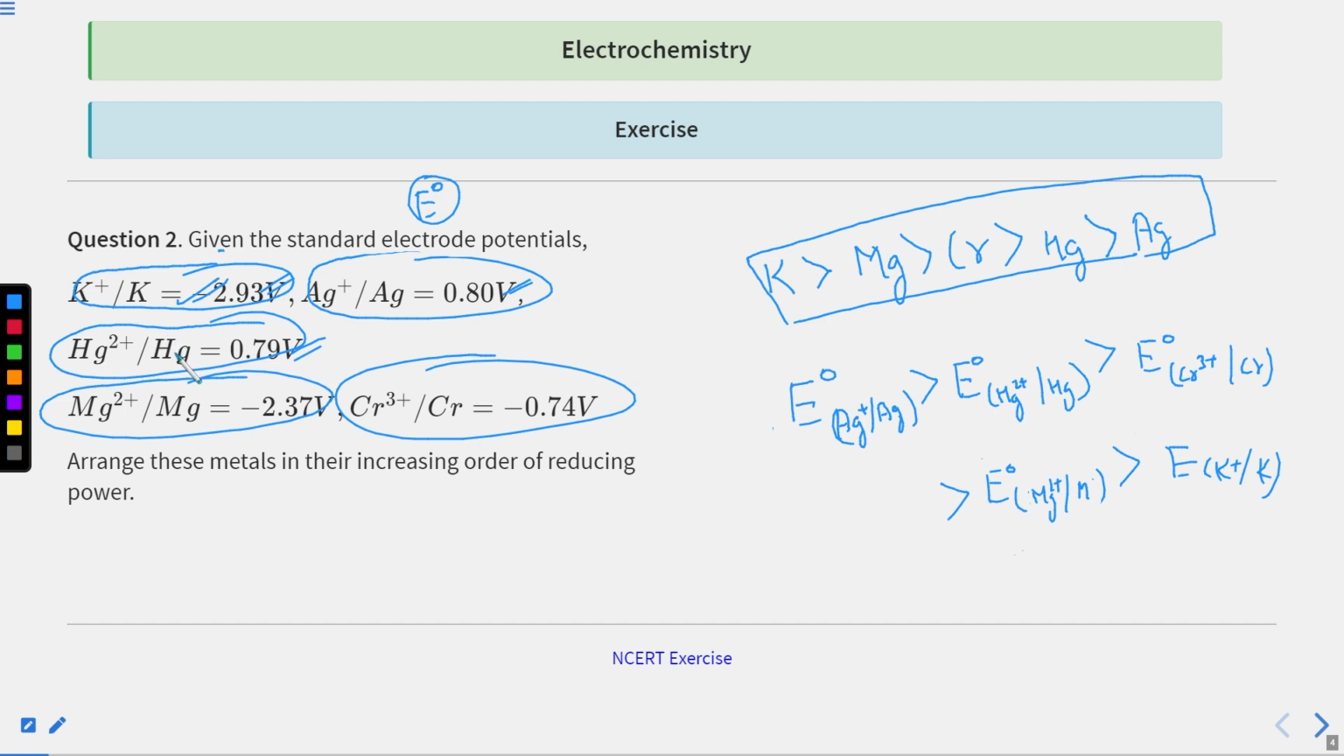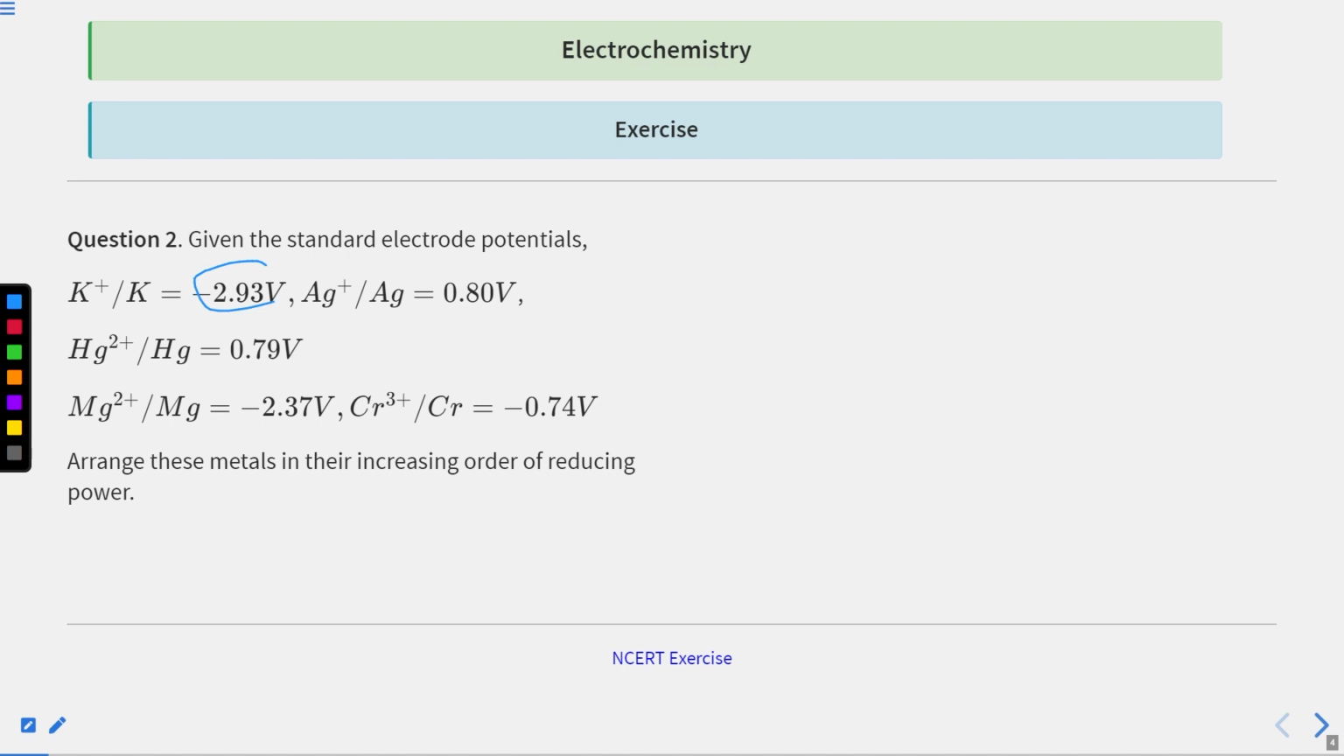Just write the oxidation potential of all of these. So what will be the oxidation potential in the way I have written? Why am I saying so? You must remember the concept: whenever you write the oxidation potential, just reverse the sign you have in front of the numerical value.